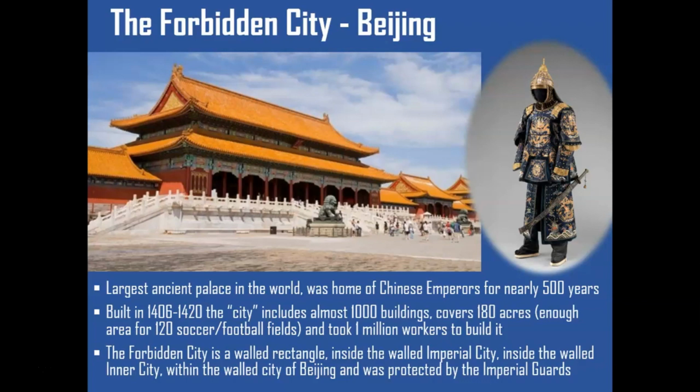So for those of you that happen to be sports fans, if you're familiar with the size of a large playing field that they use in American football or in soccer, they would be able to fit 120 soccer fields into the area that covers the Forbidden City. The city itself is steeped in symbolism, which we're going to talk about.